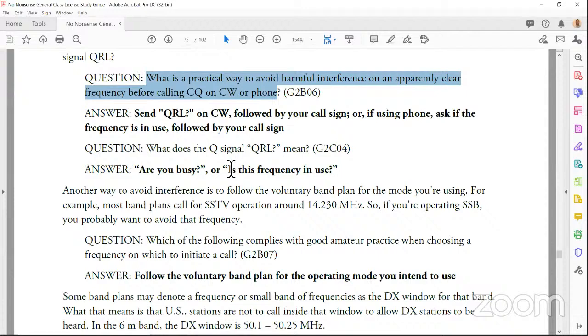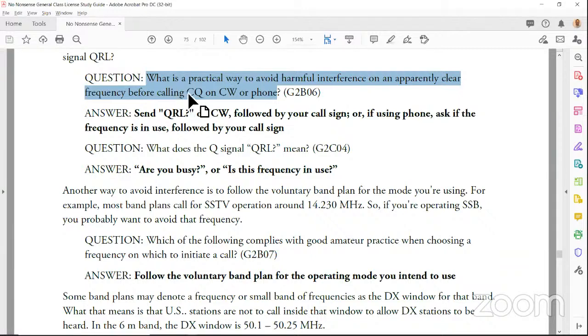What is a practical way to avoid harmful interference on an apparently clear frequency before calling CQ on CW or phone? So let's dissect this question. What are they asking us? First of all, they're telling us that we are doing either CW, which is Morse code, or phone, which is voice. So what should we do to avoid causing harmful interference? We are on a frequency and it appears that that frequency is clear. What is the good practice?